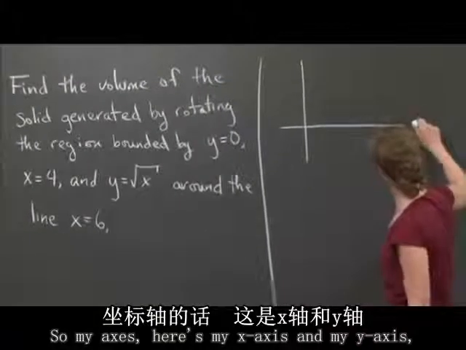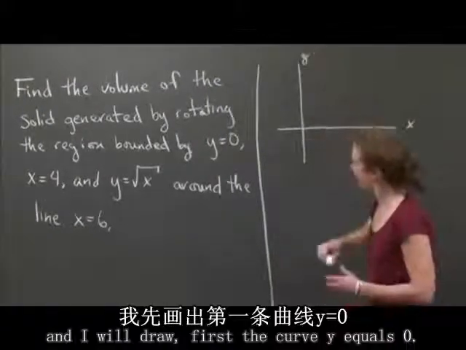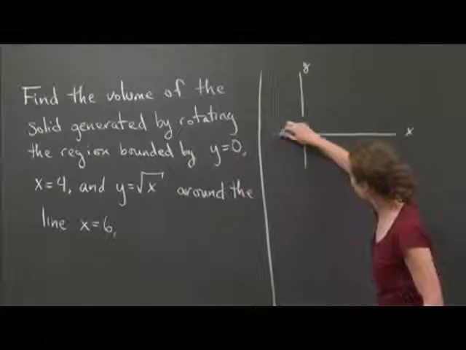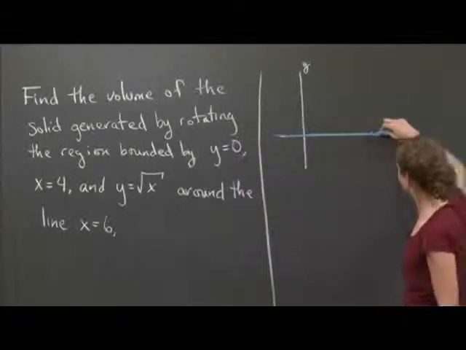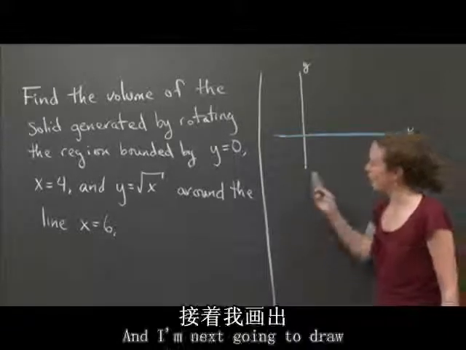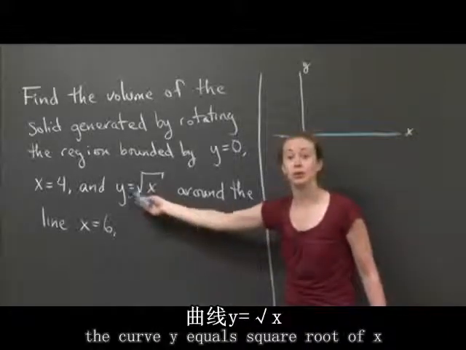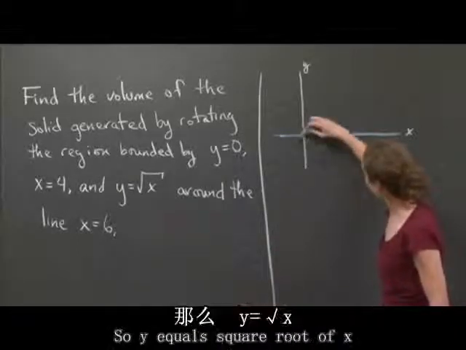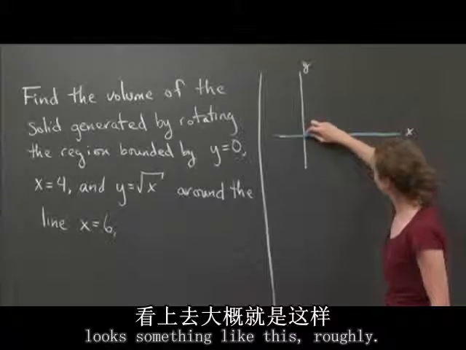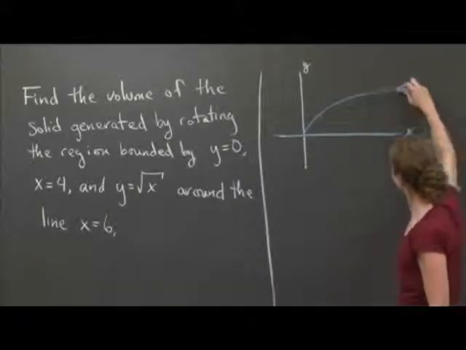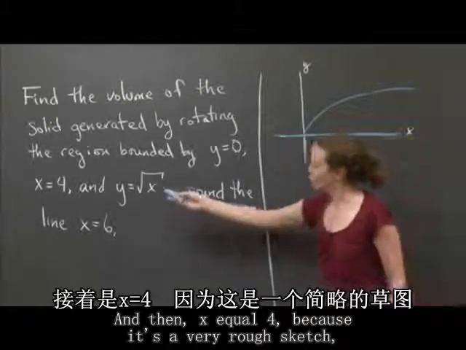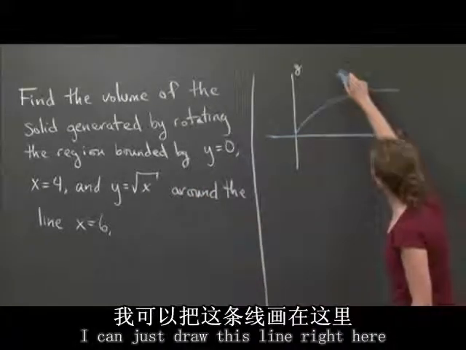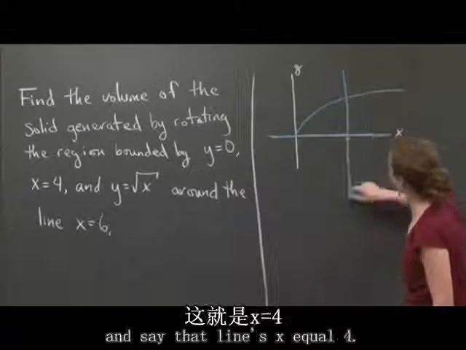So here's my x-axis and my y-axis. I will draw first the curve y equals 0. I'm next going to draw the curve y equals square root of x, to make it a little easier for myself to do that one first. So y equals square root of x looks something like this, roughly. And then x equals 4. Because it's a very rough sketch, I can just draw this line right here and say that line's x equals 4.